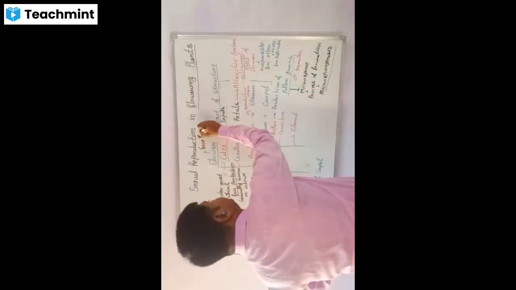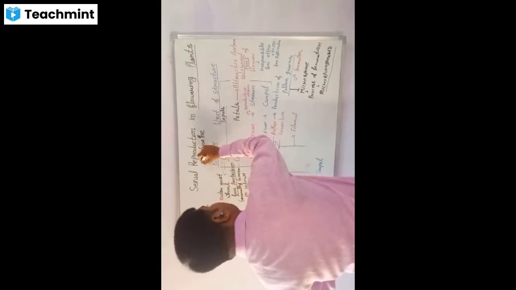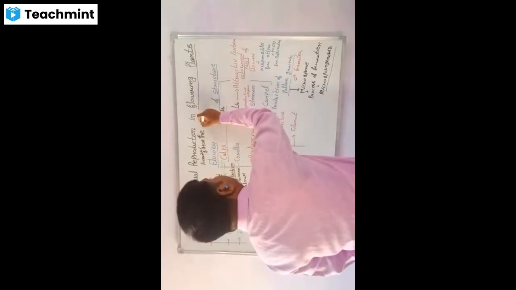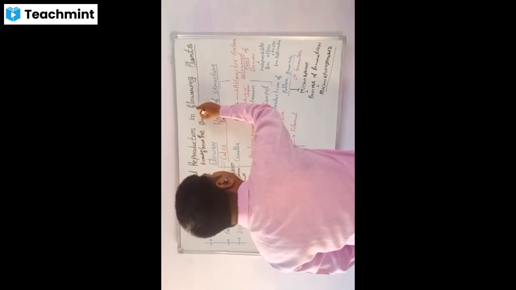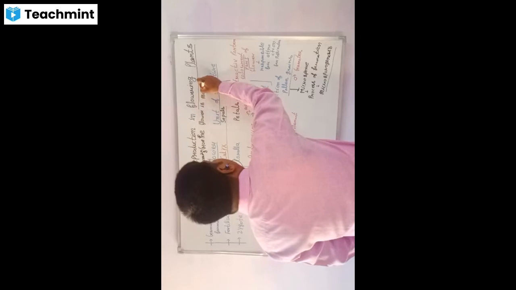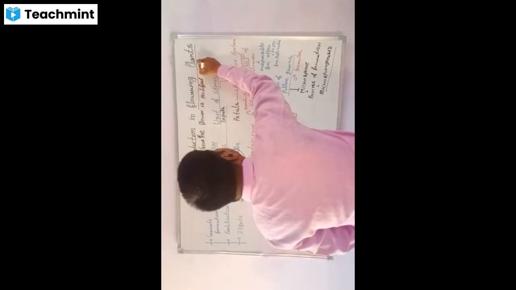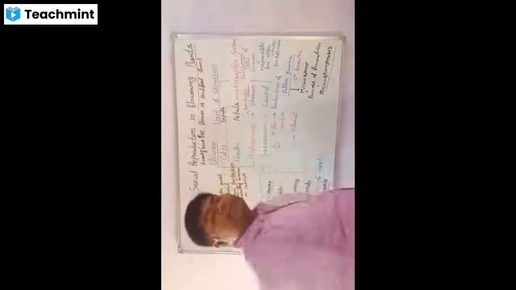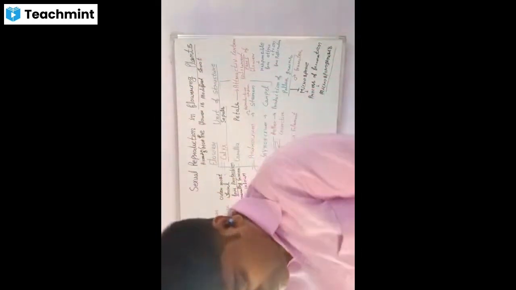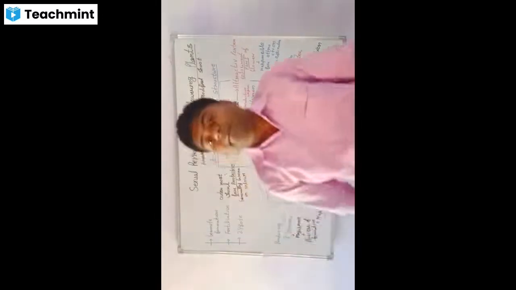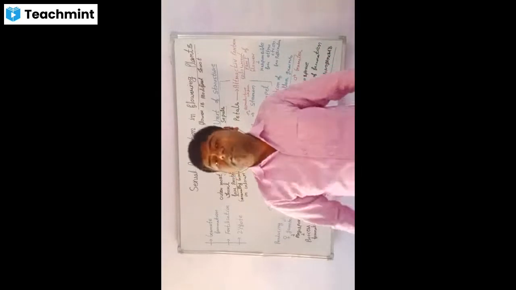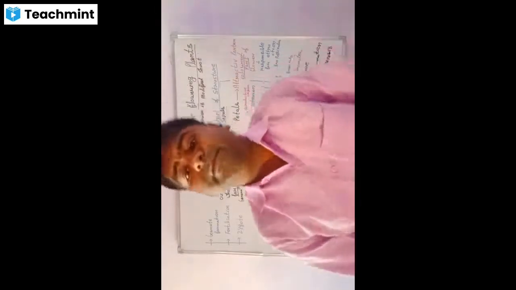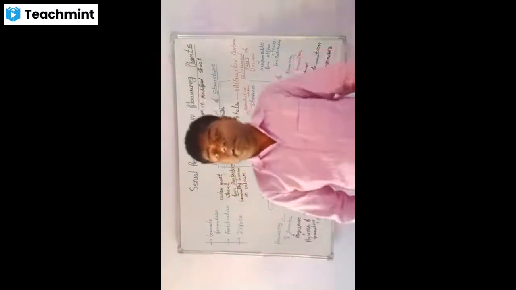So according to Goethe, here you have to write: according to Goethe, the name of the scientist, flower is a modified shoot. It means it is a portion of the stem. Flower is the portion of the stem that we call modified shoot. These are all the points we need to understand basically. Basic understanding is very important for you, and that basic understanding I gave you.